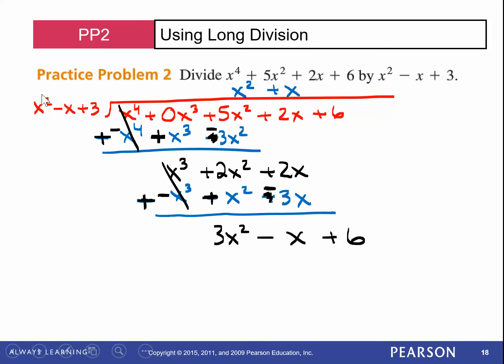Alright, and again, here we go. X squared times what gives you a 3x squared? That would be a plus 3 at the end here. Notice we're at the end, at the constant term now. So 3 times x squared is 3x squared. 3 times a negative x gives you a minus 3x. 3 times 3 is 9. And we subtract again.